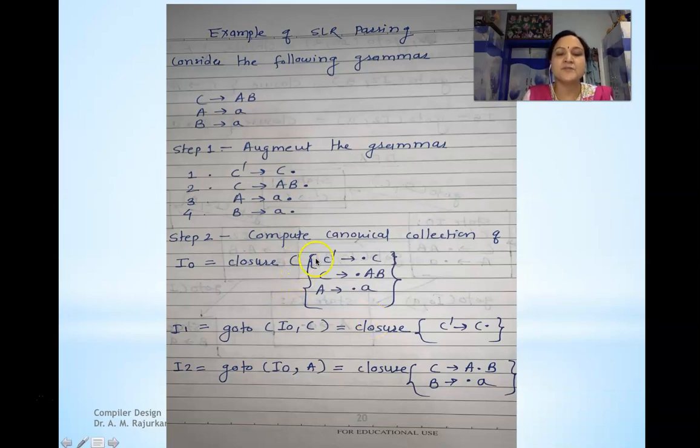So the closure of C' is C' → ·C. Now after the dot, C is a non-terminal, so we have to add C productions. What are the C productions in the grammar? C → ·AB. So add C → ·AB. Now after the dot again there is a non-terminal A, so we have to add the A production. What is the A production? A → ·A. Let me change this slide to avoid your confusion.